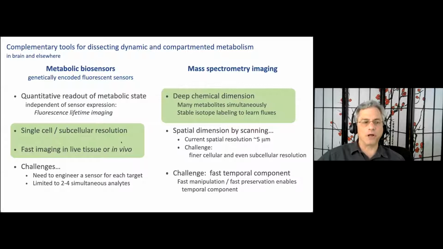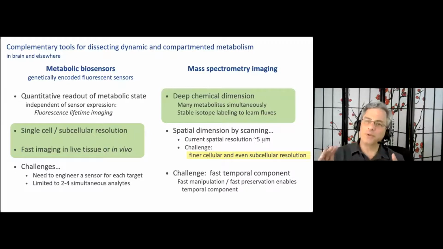Each of them is kind of unbeatable in its respective area. So with the metabolic biosensors, we can image fast, we can image living tissue in vivo, and with the mass spec imaging, we get this deep chemical dimension and fluxes. So the big challenges, I think, are in the area of spatial resolution for the mass spec imaging. And I think we can push that to the cellular and maybe even subcellular level.